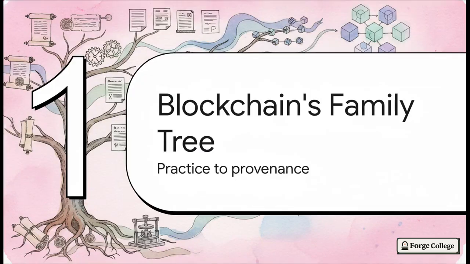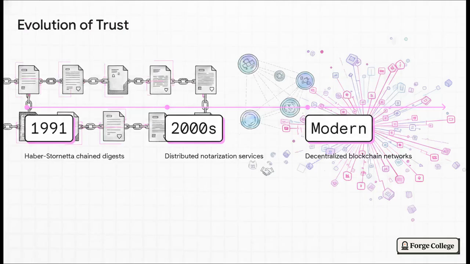Section 1. Tracing blockchain's family tree. We are moving from practice to provenance. It's one thing to understand the basic mechanics of how a tamper-evident seal works on a physical piece of paper, but it's an entirely different challenge to track the actual provenance of these ideas across the decades. Let's see how this builds, because there are some massive milestones here.